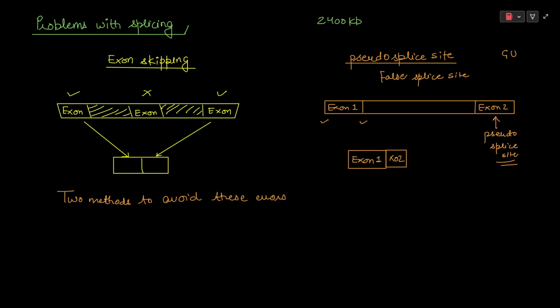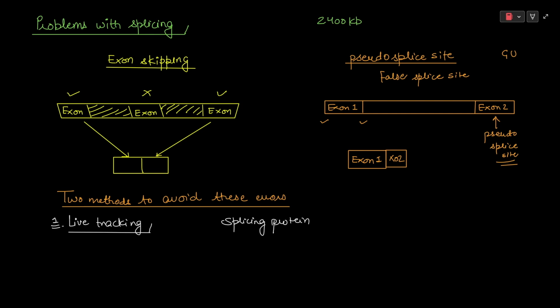Okay, the first one is what we call, let's just underline this one, the live tracking, right? Live tracking. This is the first mechanism that the splicing machinery uses to prevent these 2 errors, exon skipping and pseudo splice sites. Now, as you know, during the process of transcription, the splicing proteins are present on the RNA polymerase's CTD, right? So they are present where? The CTD of the RNA polymerase.